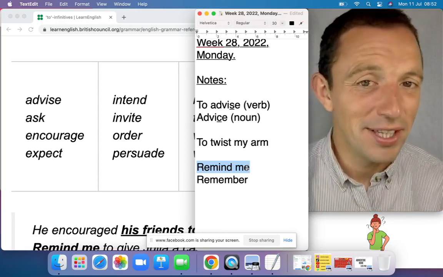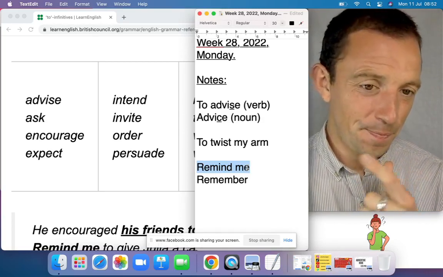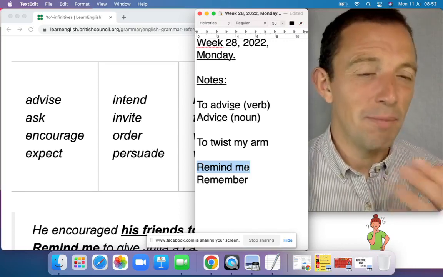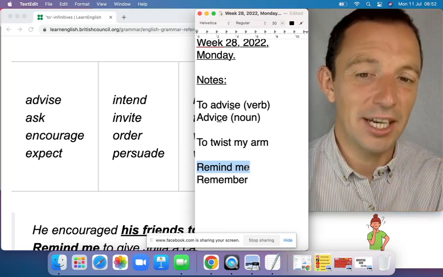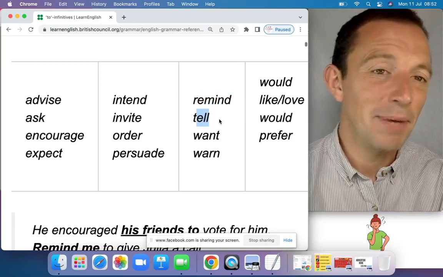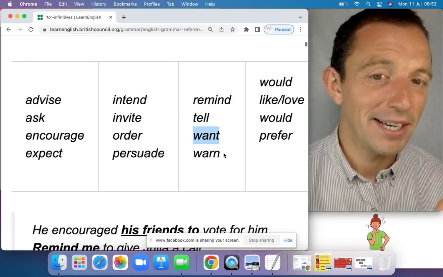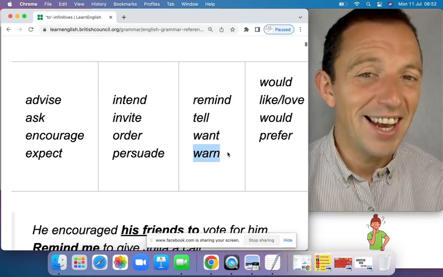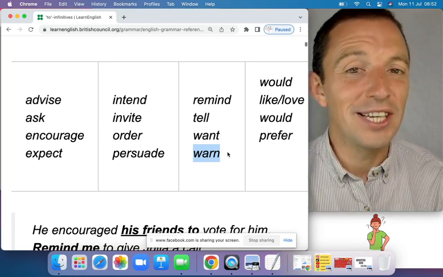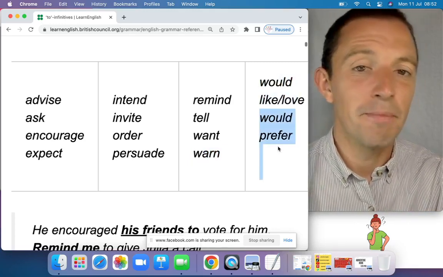So there is a very important difference. Maybe it's subtle, maybe it's small, but it's very important because a lot of people make this confusion. So remind him to have, remind me to go, etc. Okay, let's continue. Tell plus the direct object: tell me, tell you, tell him to go. Want me to have, want you to have, etc. Warn, like alert, to warn the person, to warn me, to warn you, plus the infinitive. And would like, would love, or would prefer me to have.